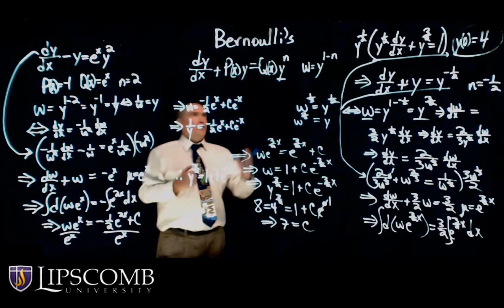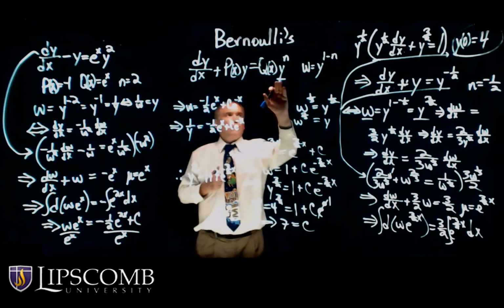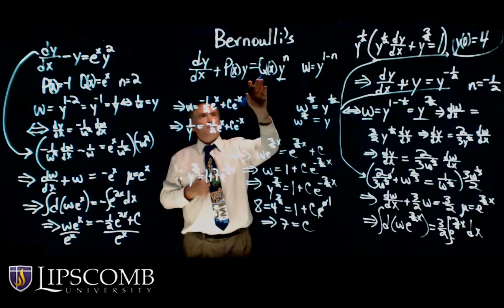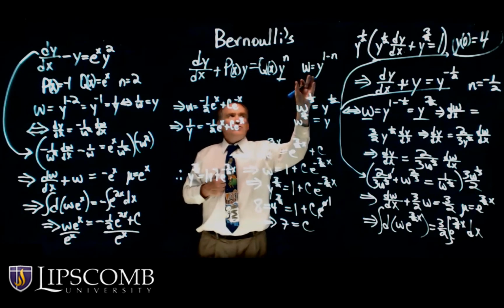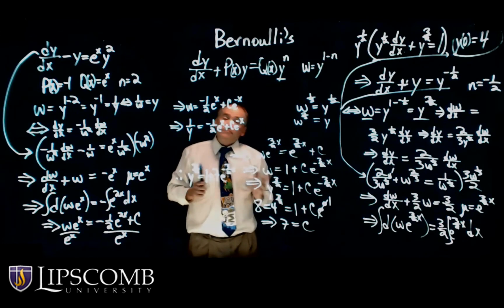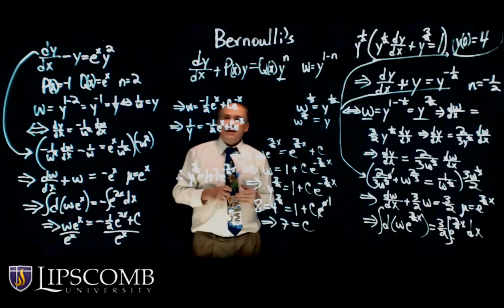So again, Bernoulli's, it has to be in this form, dy dx plus p of x times y equals q of x times y to the n. Use this substitution. That makes it linear, and I use my integrating factor.